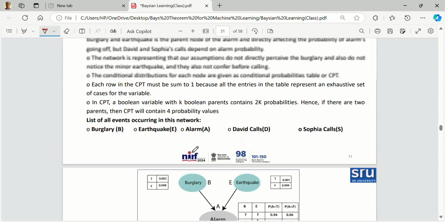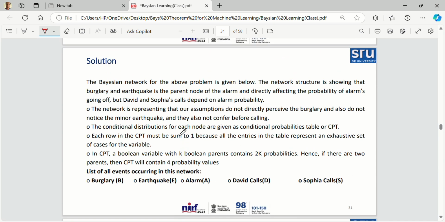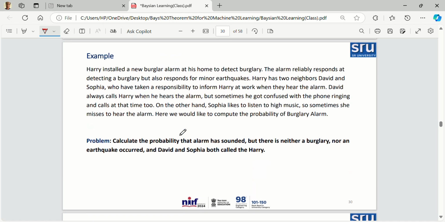There are three cases. You can construct a Bayesian network. Harry installed a new burglar alarm at his home to detect burglary. The alarm reliably responds at detecting a burglary but also responds to minor earthquakes. Harry has two neighbors, David and Sophia, who have taken responsibility to inform Harry at work when they hear the alarm. David is going outside, he is working outside.